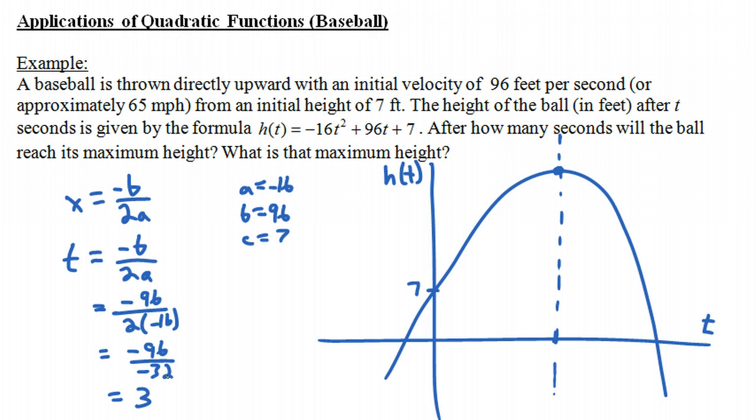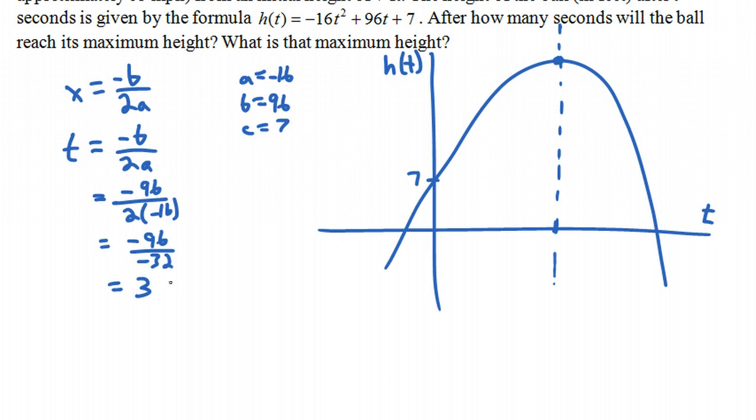So what does that mean? Well, that would be 3 seconds. So t equals 3. That is this line right here, t equals 3, that vertical line. So actually after 3 seconds, that's when the ball reaches its maximum height. And then the second question is, what is the maximum height?